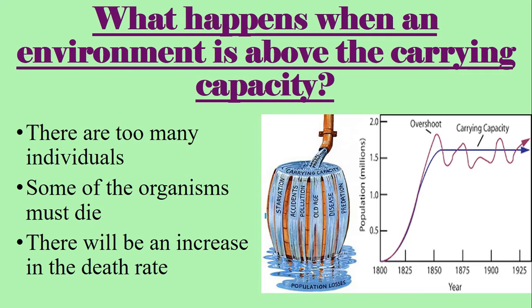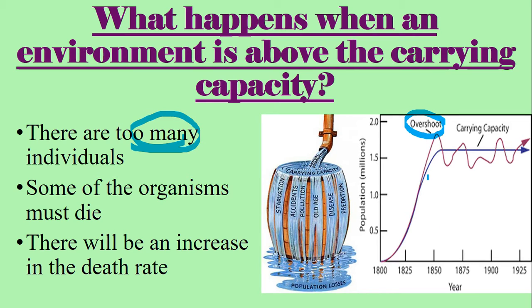So what happens when an environment is above the carrying capacity? First, that means there's too many individuals. So in nature, things will die if it's over the carrying capacity. We call it an overshoot. It goes over the carrying capacity.